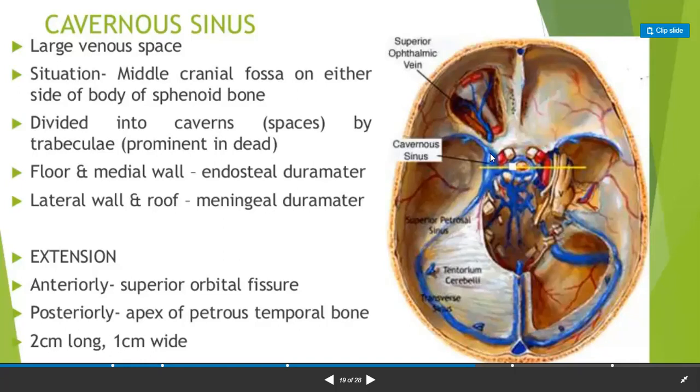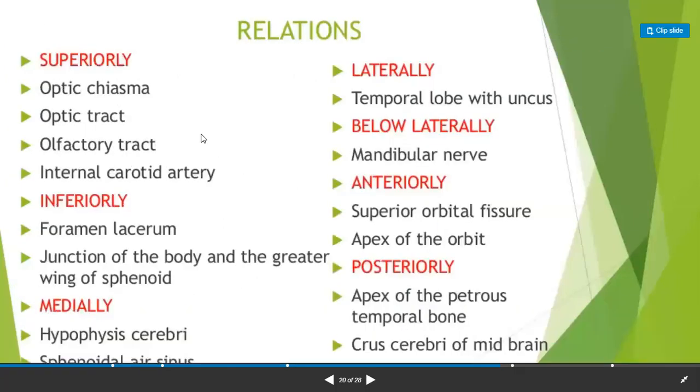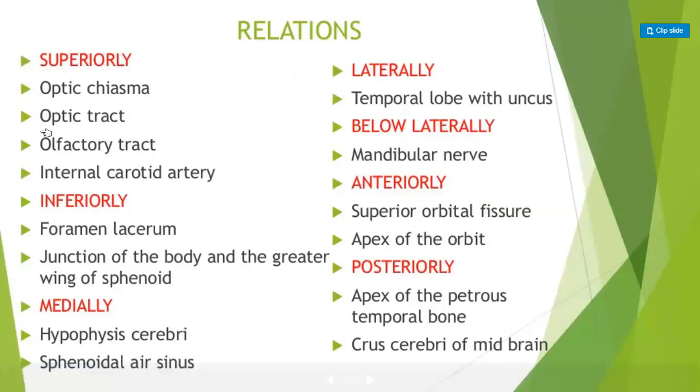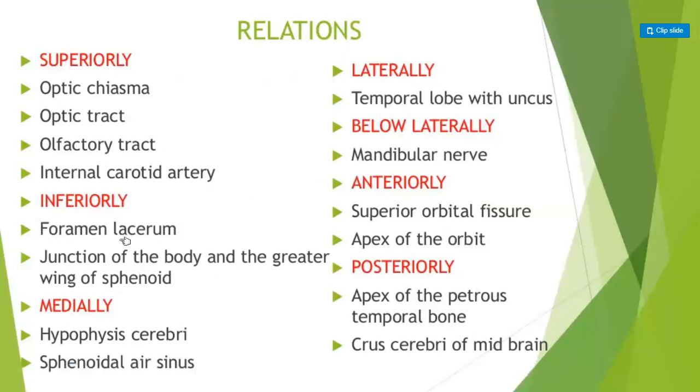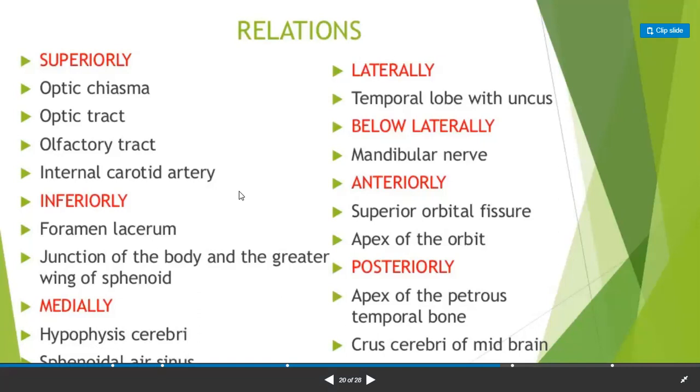As for the extensions of this cavernous sinus, anteriorly it is related to the superior orbital fissure. Posteriorly, the apex of the petrous part of the temporal bone. Length is 2 centimeters and width is 1 centimeter. Now, the relations of the cavernous sinus: superiorly, it is related to the optic chiasma, optic tract, olfactory tract, and internal carotid artery. Inferiorly, it is related to the foramen lacerum, then the junction of the body and greater wing of the sphenoid bone. Medially, it is related to the hypophysis cerebri and sphenoidal air sinus. Laterally, the temporal lobe with uncus.